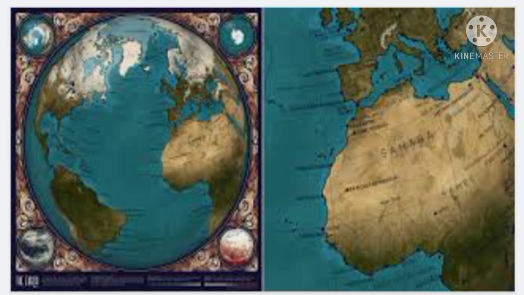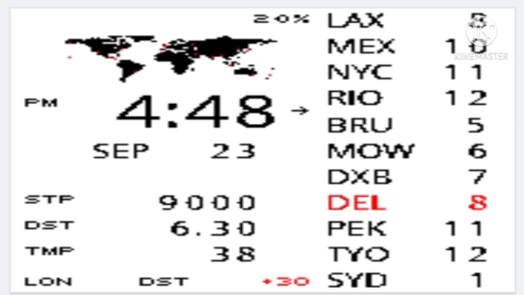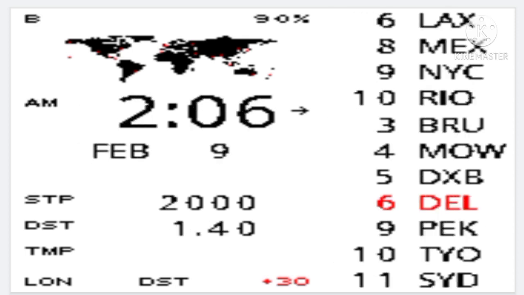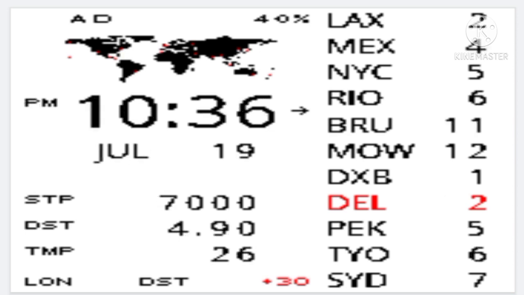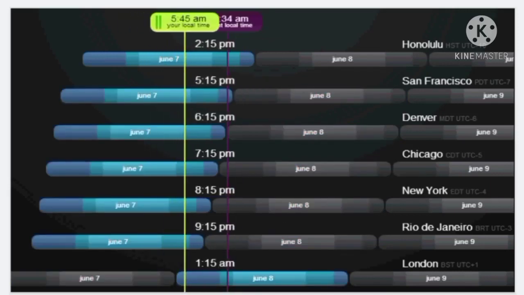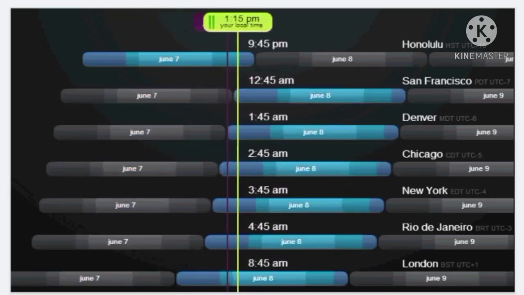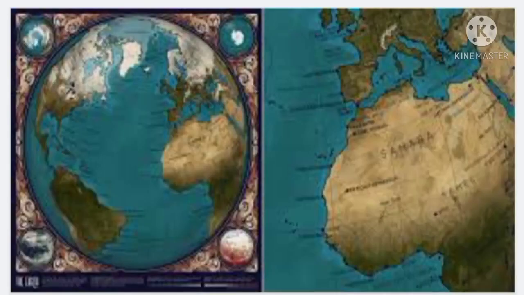For example, if the time is 12 noon at Greenwich meridian, it is 12:04 p.m. at 1 degree east line of longitude and 11:56 a.m. at 1 degree west line of longitude. So, if one moves towards the east from any meridian, the time increases. And if one moves toward the west from any meridian, the time decreases.